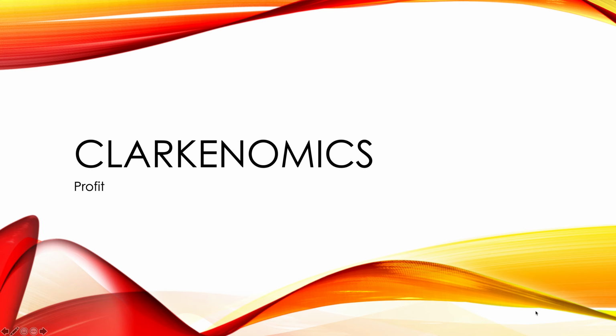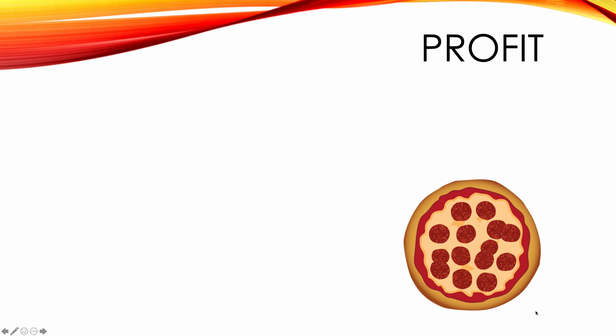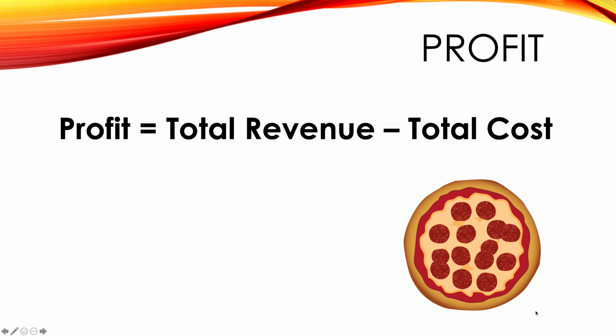In this video, we're going to talk about the most important thing for any company, and that is, of course, profit. So, calculating profit, there's a very simple formula that we can use to get that. Profit is equal to total revenue minus total cost. Total revenue is all the money a company brings in from selling their product, and total cost is all the money that they have to spend to make that product.